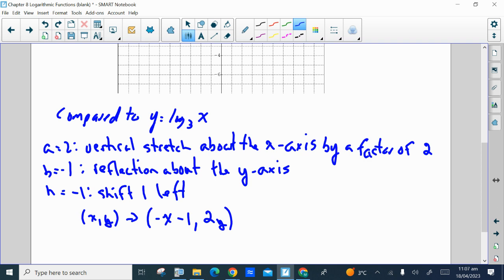And if you do this, then really you only have to find points on the original graph, and then you can apply the mapping notation to get our new points. So let's generate some points on the original graph.